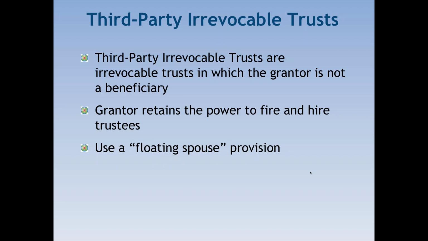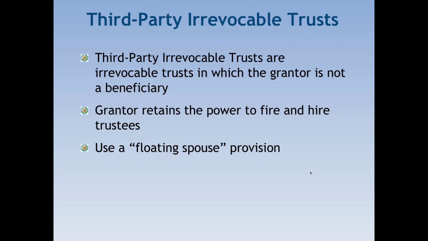But we're going to talk about a third-party irrevocable trust that works 100%. There's no question about it at all. This is an irrevocable trust in which the grantor is not a beneficiary initially, but the grantor retains the power to fire and hire trustees. And we can use what's called a floating spouse provision, which means that in the trust, we don't list the current spouse, we list whoever the spouse is at the time. So if somebody gets divorced and remarried, their new spouse can allow them to still operate the trust agreement.